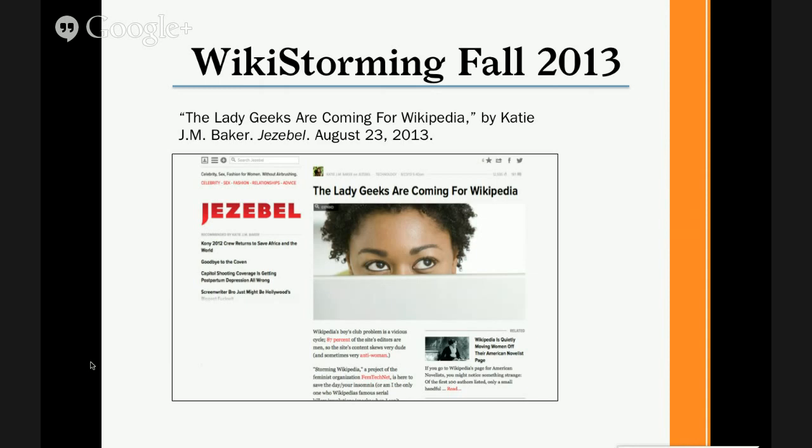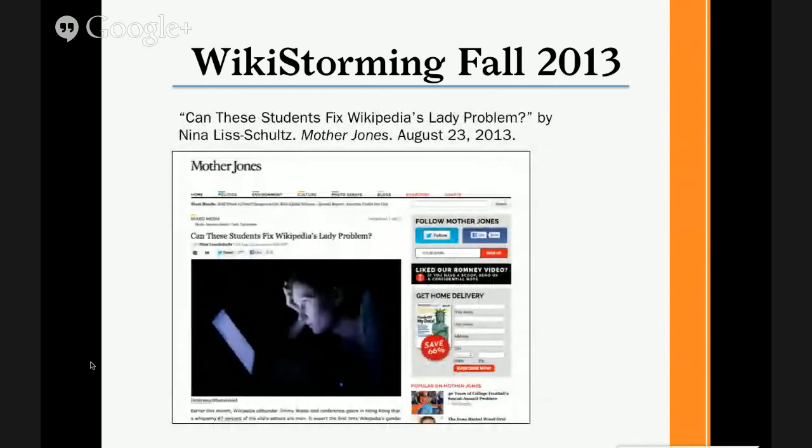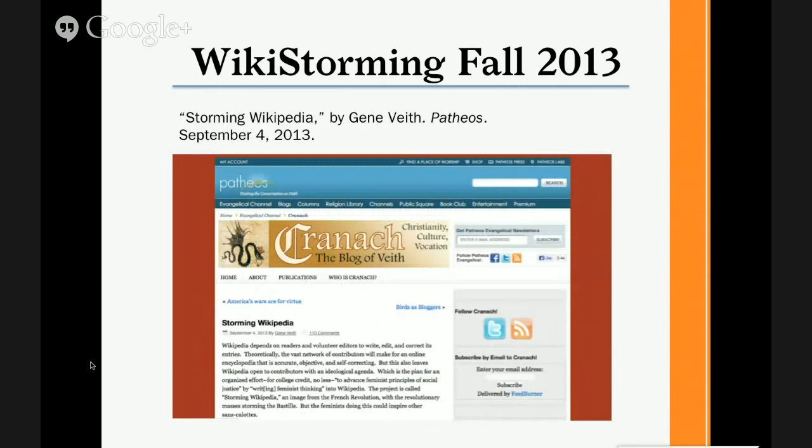So this is one from Jezebel called "The Lady Geeks Are Coming for Wikipedia." The next one was, "Can these students fix Wikipedia's lady problem?" That was an article that showed up in Mother Jones. And then there was an article covering what we were calling Storming Wikipedia, our effort to gather the attention of people participating in the FemTechNet DOCC to put emphasis on editing and revising Wikipedia so that it was more accurate in addressing the omission and the treatment of women and feminist contributions to the histories of science and technology.